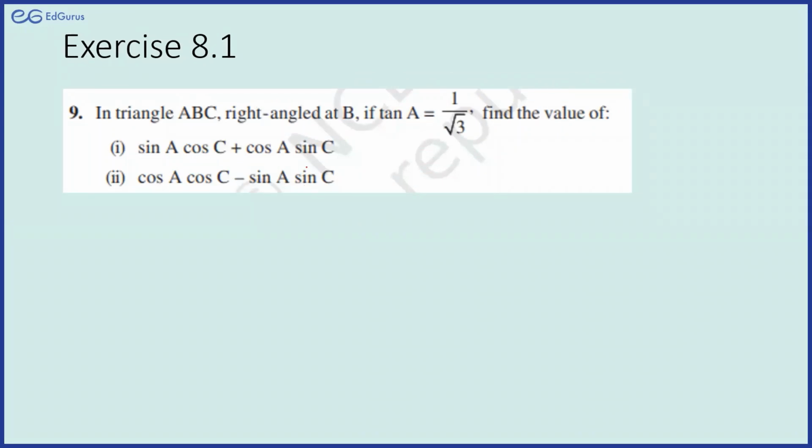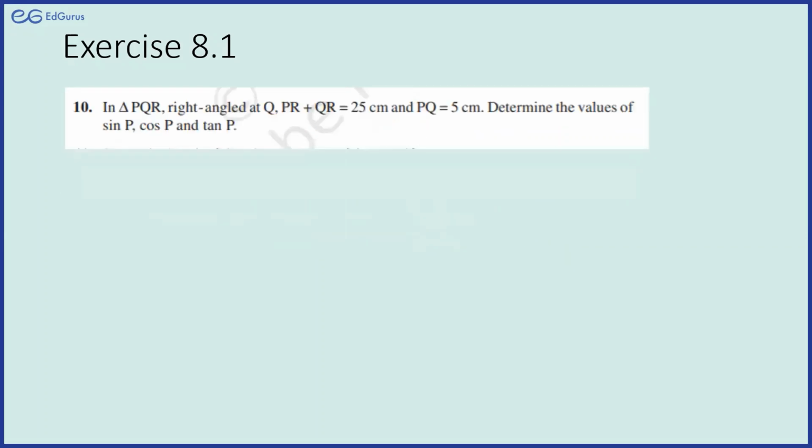Yes, ma'am. In triangle ABC, right angled at B, if tan A equal to 1 by root 3, find the value of this. So this is again same. Tan A equal to 1 by root 3. So tan A is nothing but perpendicular upon base. Right? So this is, if one, we can take it x and root 3x. And now I can find my hypotenuse, and then I can find sine A cos C, cos A sine C, any of these, and find the value. Okay? Yes, ma'am. I can find it. Good.